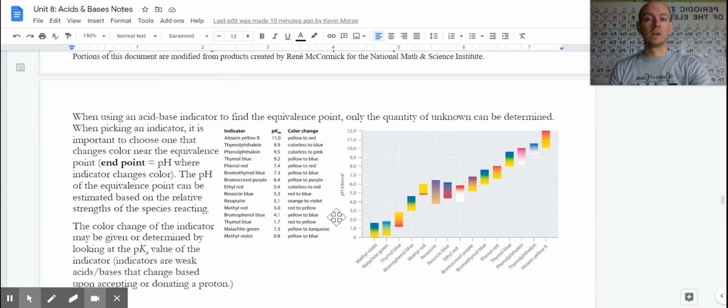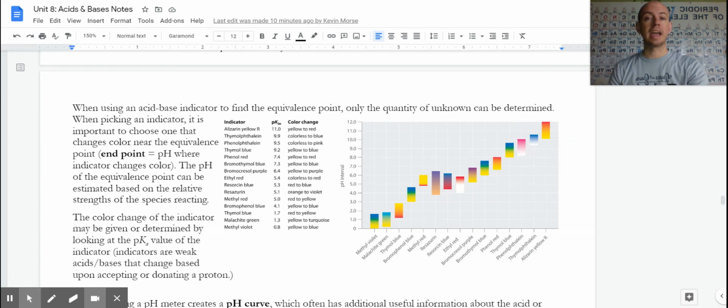And then right here, we would maybe be given some color changes, but we're really looking for the pKa, or here they label it as the pKin for the indicator itself.